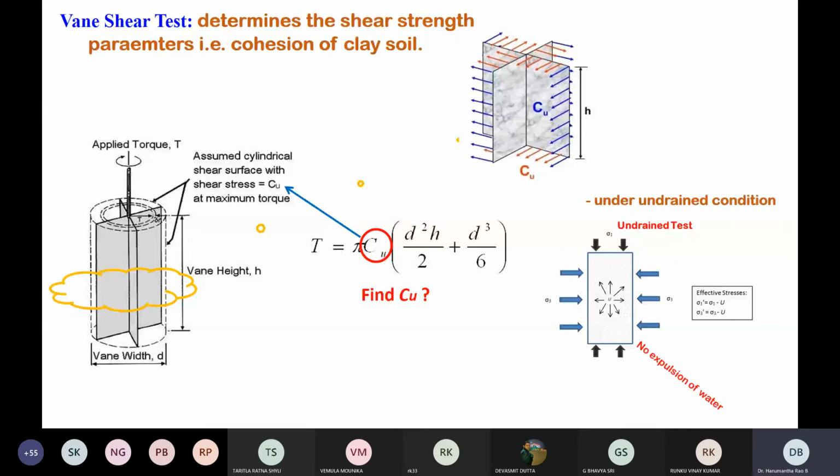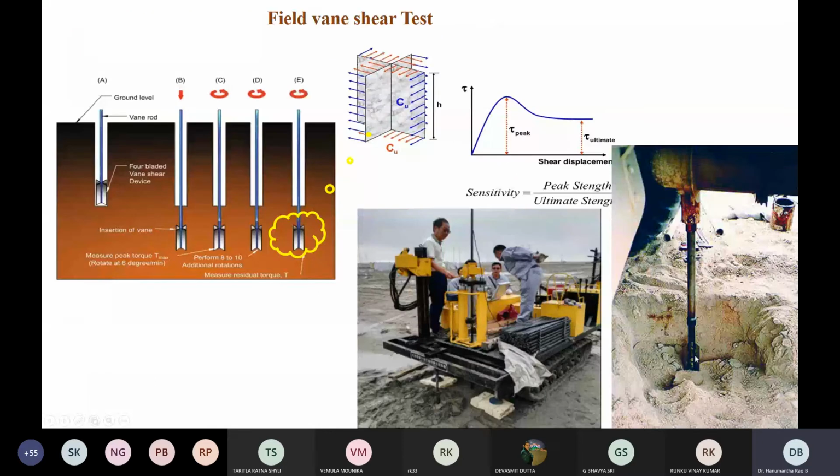This is the larger picture. This is the vane, and it will be driven into the ground. At whatever location or depth you want to determine the cohesion, drive the vane shear up to that particular depth, then determine the shear strength of the soil at that particular location. As you can see in the left side diagram, this is the driving of a vane. This is insertion of the vane rod, then rotating, then determining the shear strength.